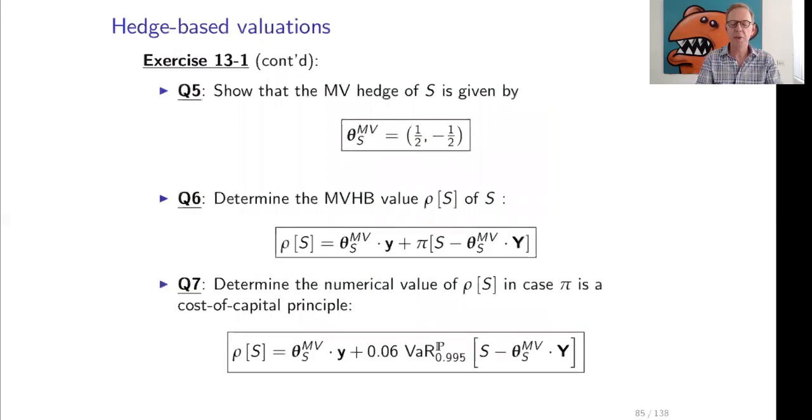Now that we know the mean variance hedge of the combined claim S, we will determine the mean variance hedge based value rho S of S for a general pi, for a general model consistent valuation pi. Let us have a look here.